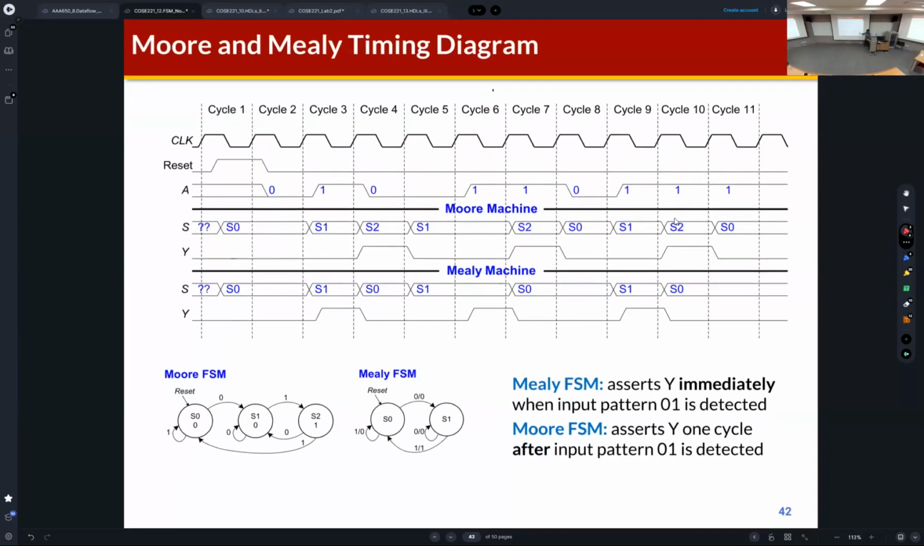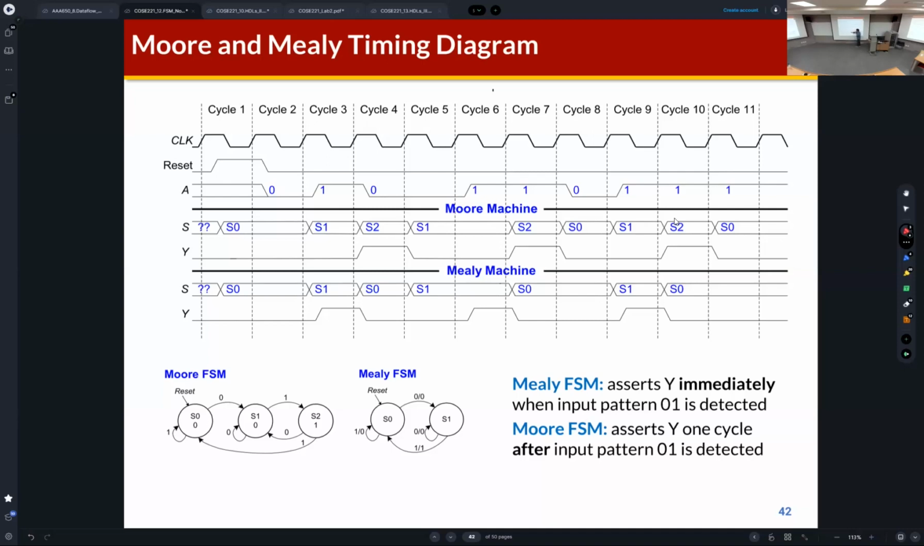Actually, based on the same problem description, we can design both the Moore FSM and the Mealy FSM. The output is the same: when input 0, 1 is detected, the output becomes 1. But based on the different type of FSM, the timing can be different. This is because, as I mentioned, in the Moore FSM the output is associated with the state only, and the state is the output of the flip-flop.